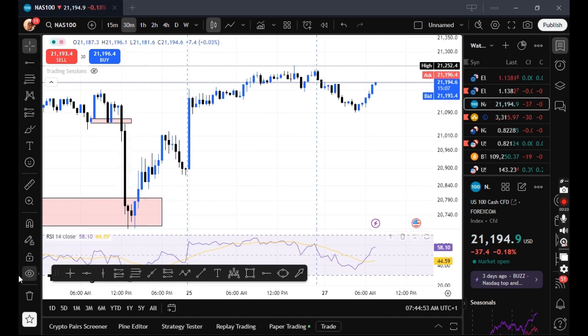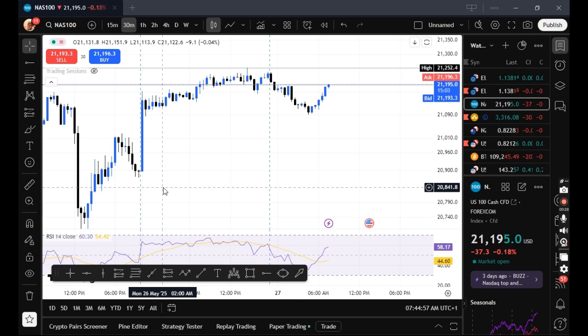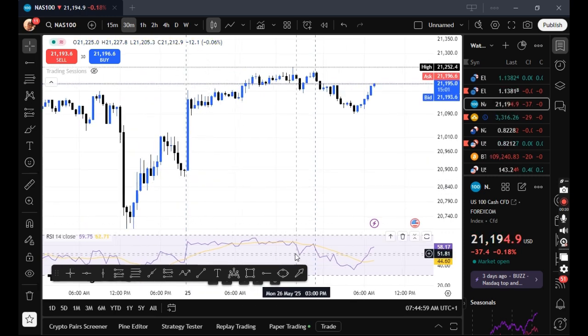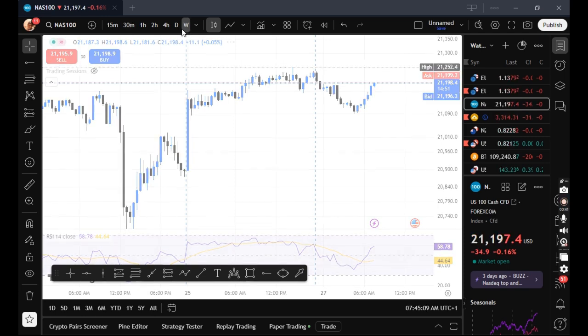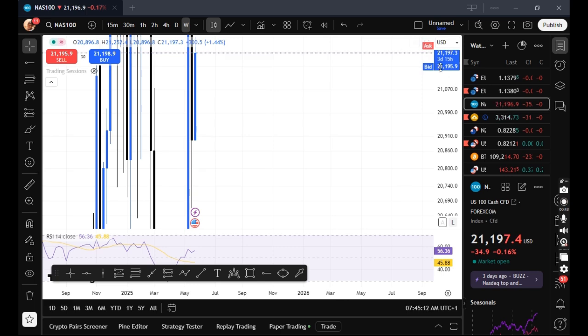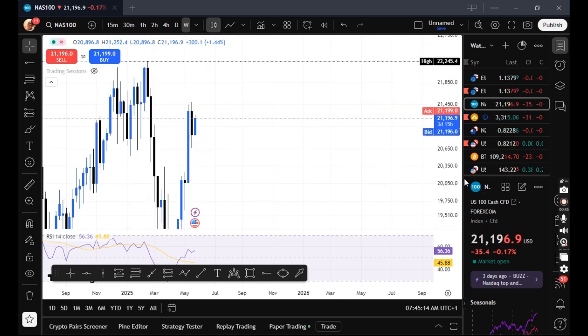So now looking at our top down analysis, okay, let's wipe this chart away. Then I'll show you how we make our top down analysis. So moving to the weekly time frame now, that's where we make our top down analysis from, where we could see the overall market movement from the left to the right. Now this is the weekly time frame.